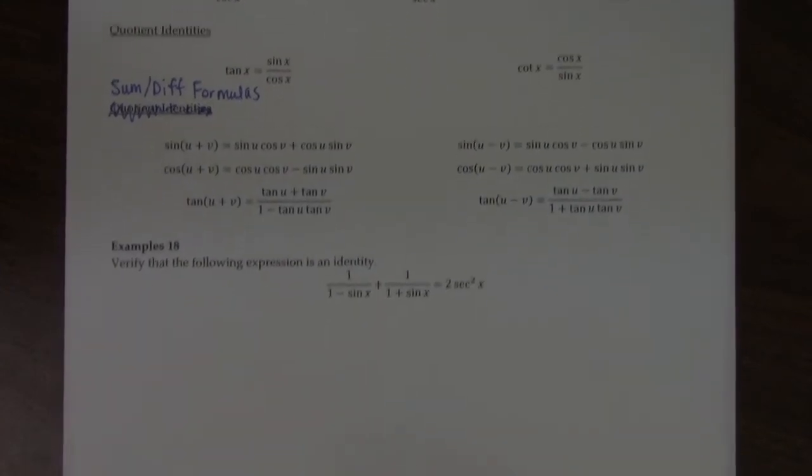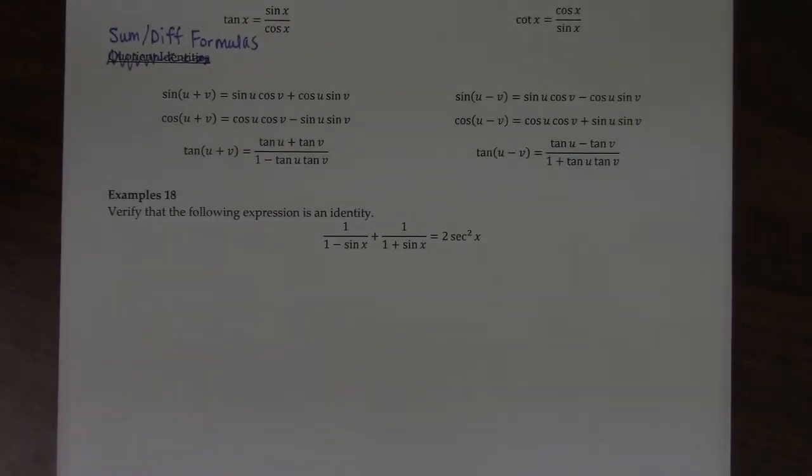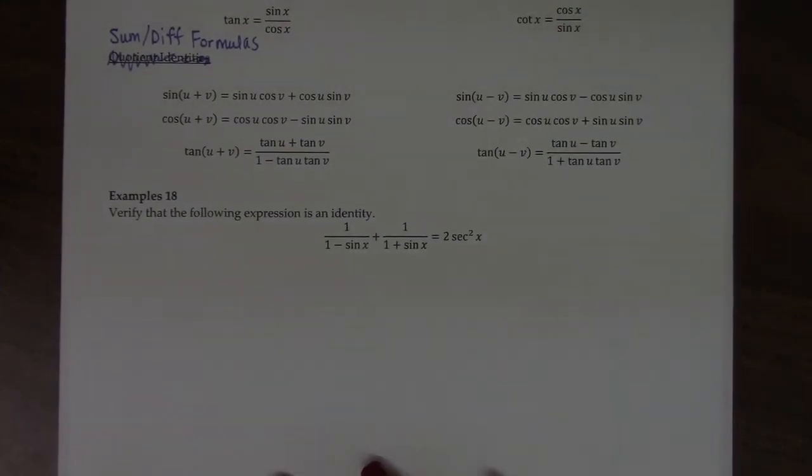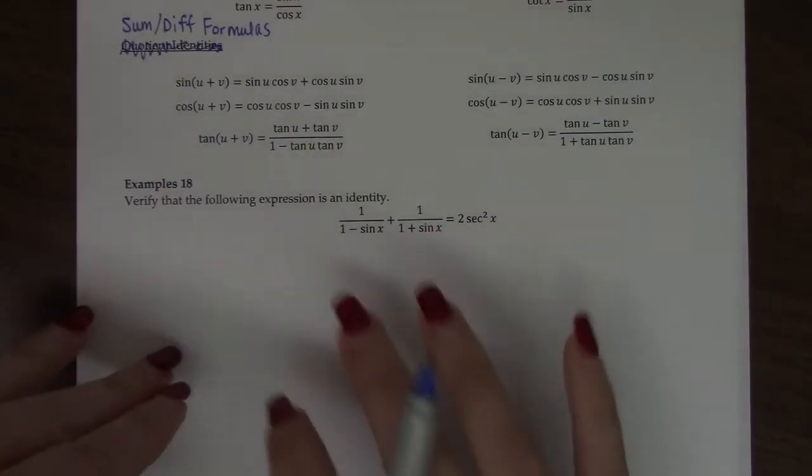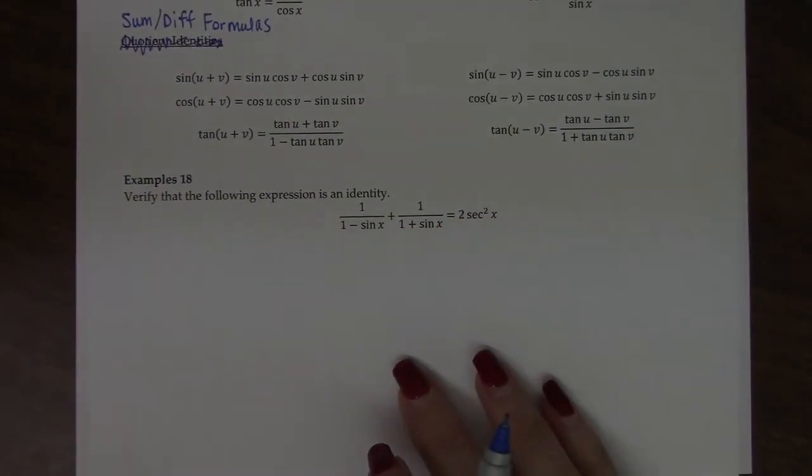What we're going to be asked to do in this section is verify that an expression is an identity. A trig identity is any equation involving trig functions that has two sides, where the left side is equivalent to the right side. You can't memorize all the identities. You use this information to verify the identities. There are literally hundreds of these.